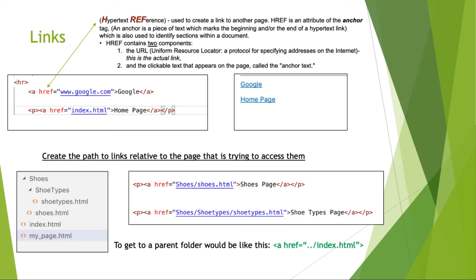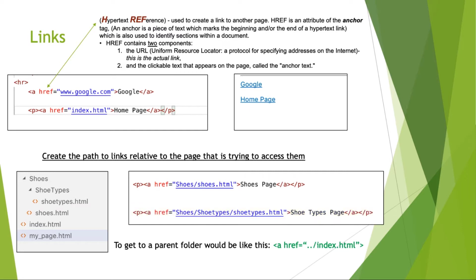So sometimes folks get confused with how to reference or how to give the path to the actual object. So create the path to links relative to the page that is trying to access them. So if you take this first one here, shoes/shoes.html, that tells me that shoes.html is in a parent directory called shoes. Okay, and the link for that page would be shoes page. Then we have shoes/shoestype/shoestype.html.